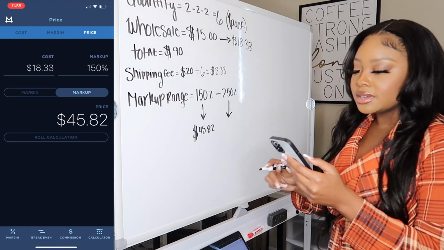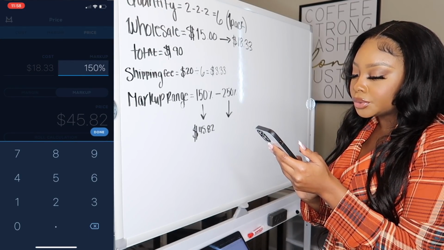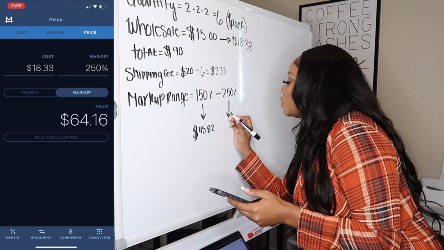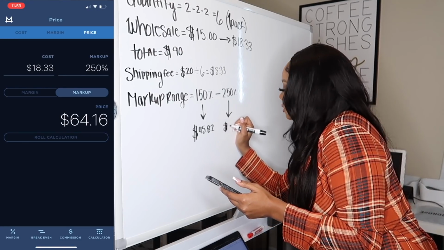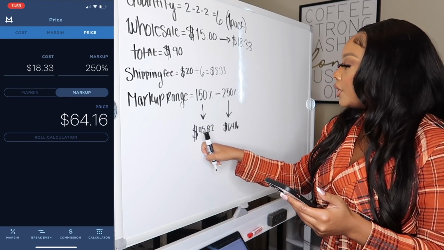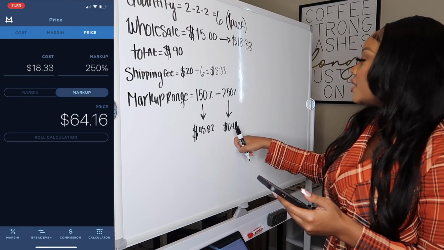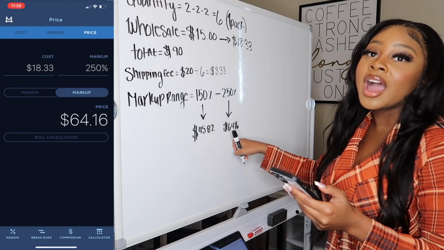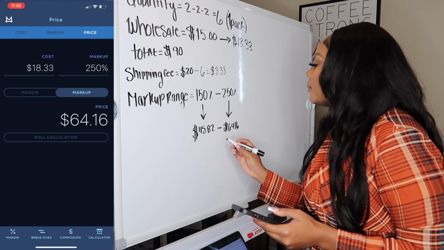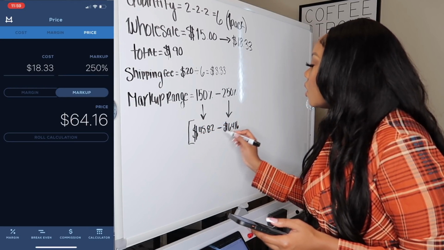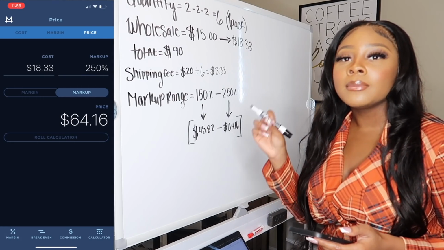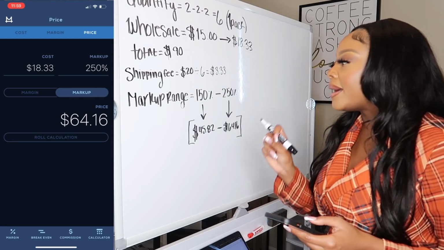I know the highest that I can sell that product for. Let's put in 250%, which is going to be $64.16. So $45.82 is the lowest, and right here $64.16 is going to be the highest that we'll sell that product for, you guys. So as long as I am within this range when I am pricing my product, chef's kiss, I am good to go. I'm going to be generating profit for my business.